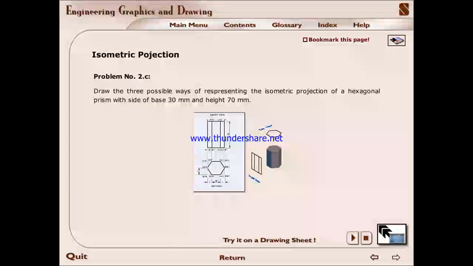Now next, problem number 2C. Draw three possible ways of representing the isometric projection of a hexagonal prism with side of base 30 mm and height 70 mm. Once again, draw three possible ways of representing the isometric projection of a hexagonal prism with side of base 30 mm and height 70 mm.